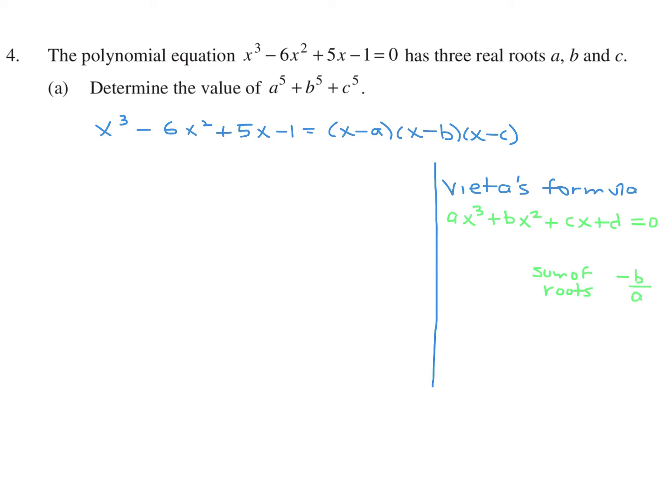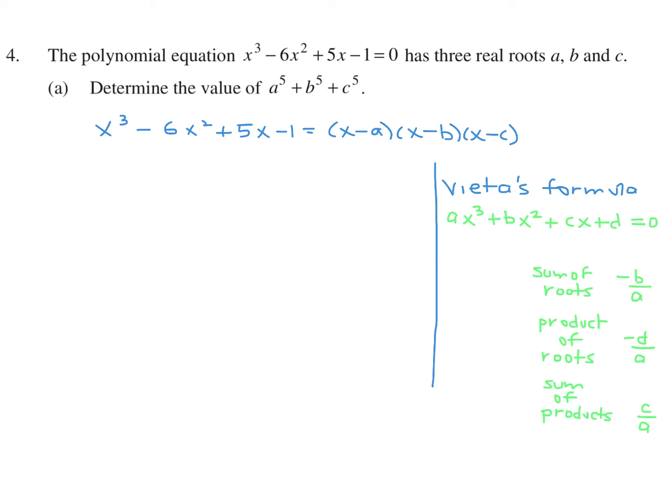We're looking at this now. Don't get confused. Then the product of the roots of this polynomial is equal to minus d over a. And then the sum of products is c over a.